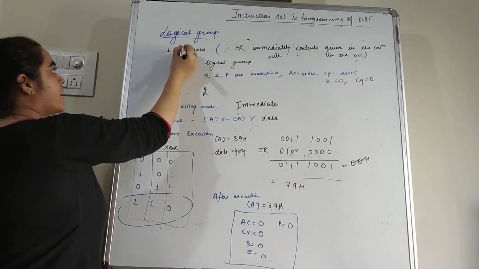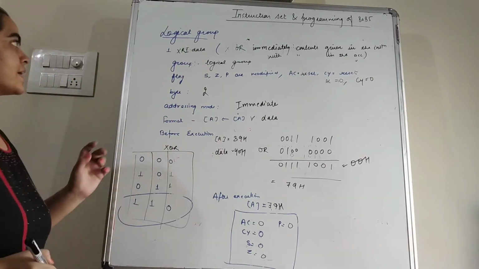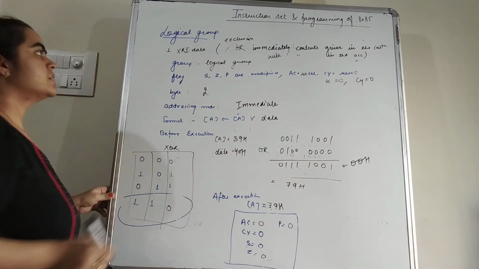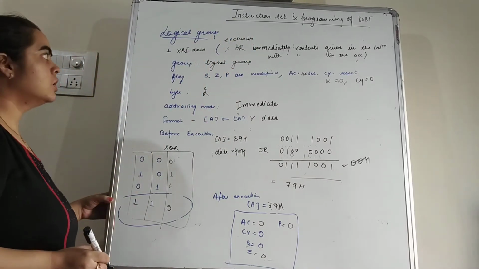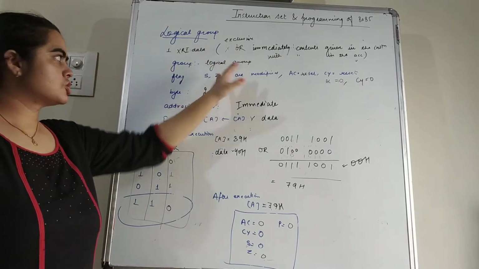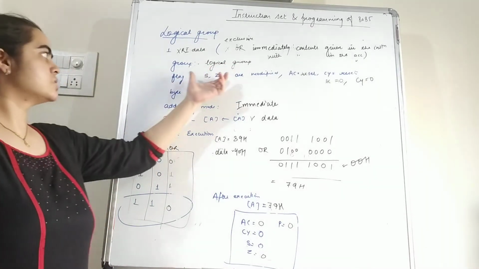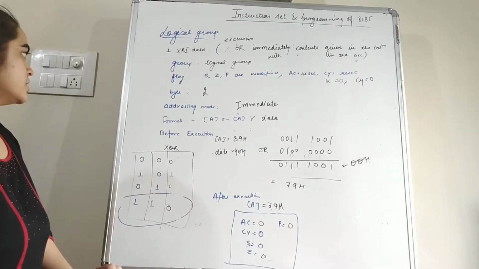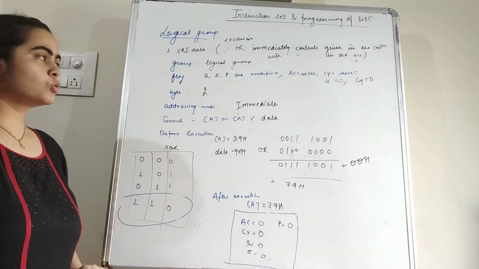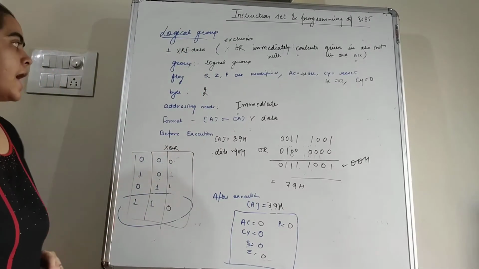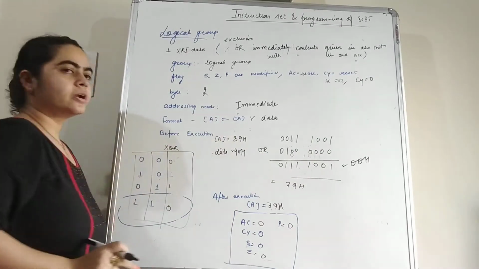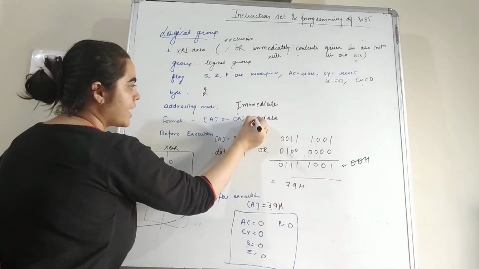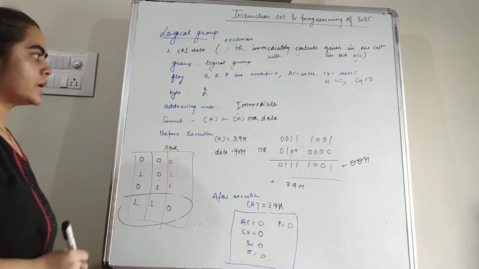Next one is XRI data. So XRI data means exclusive OR the contents present in the instruction with the contents of the accumulator. Group is again the logical group. Flags affected are sign, zero and parity are modified, while AC and CY are equal to 0, that is reset. Bytes occupied are 2 bytes, one for the data and one for XRI. Addressing mode is immediate because the data is given in the instruction. Format is contents of A are XORed with the contents in the instruction.